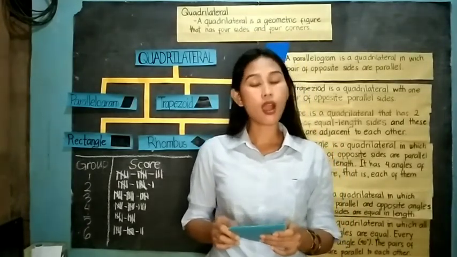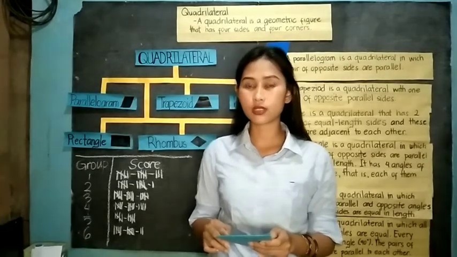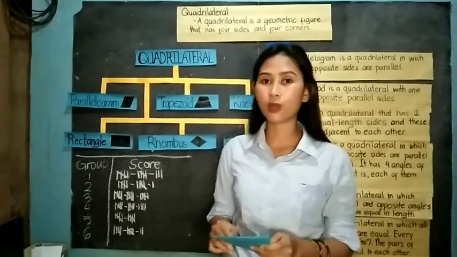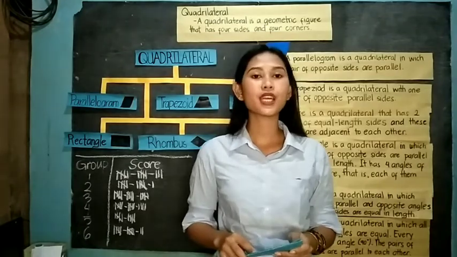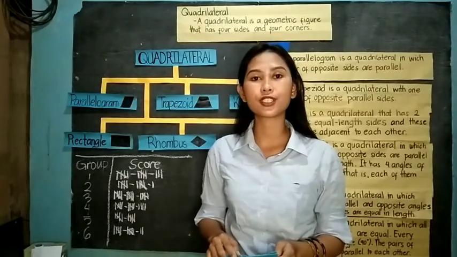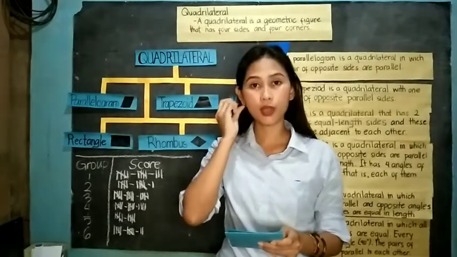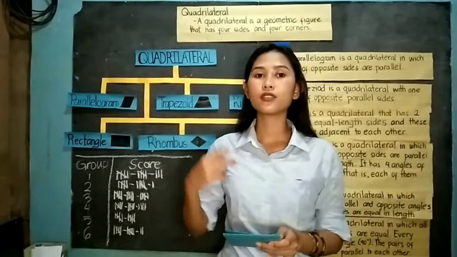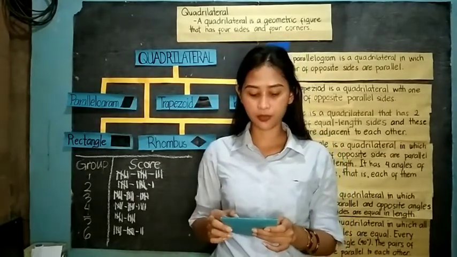Number 8. A rhombus is a square. Is it a fact or a bluff? Time's up. Everybody, raise your answer. The answer is bluff. Groups 3, 4, 1, and 6 got the correct answer.